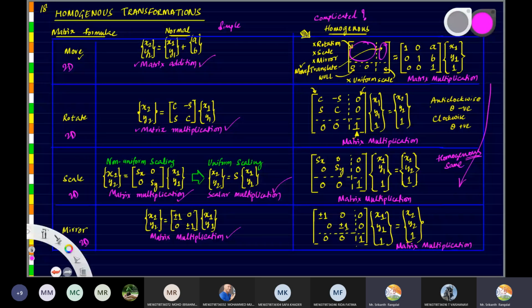So in the next class, we'll go ahead with the same table. First, we will make the normal matrix formulae, and then we will write down the homogeneous matrix formulae. Okay. Note this down. Everyone noted it? Note this, everyone. And you can stop here.